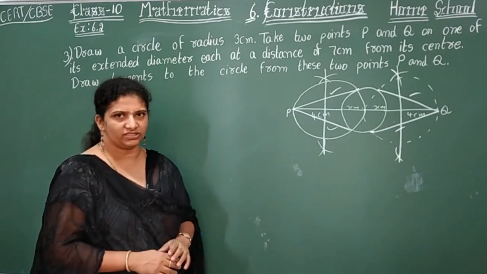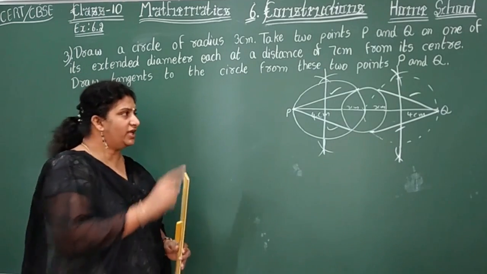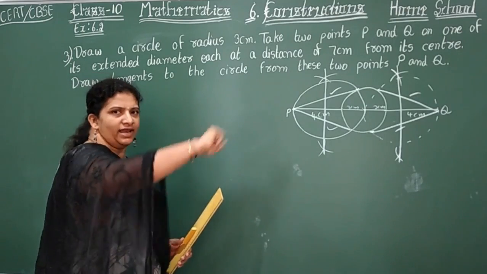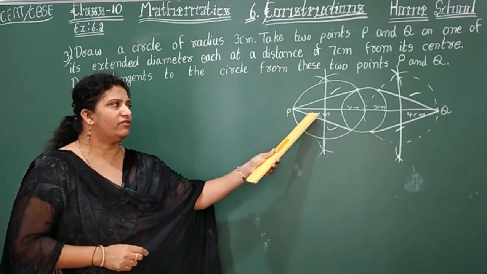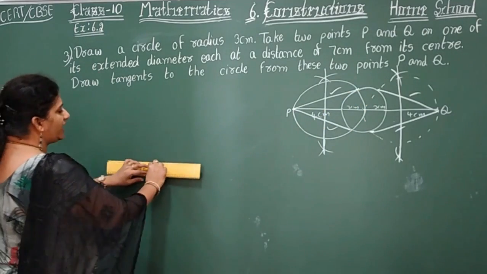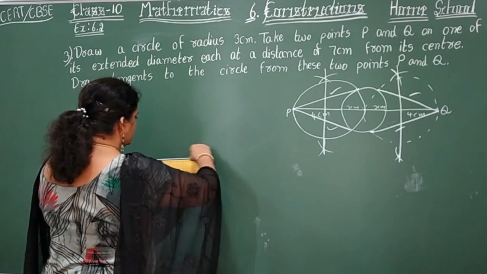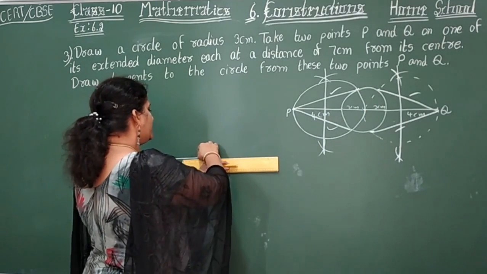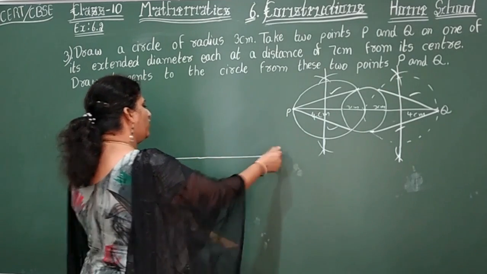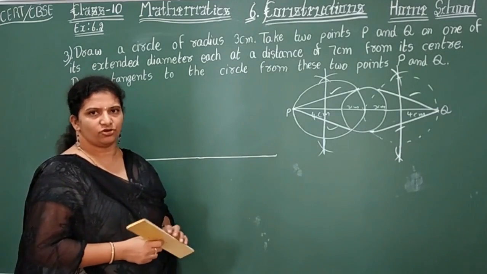Let's start the original construction. What I have said for you, when we are doing the original, instead of doing half parts, first draw a line. How much is that line? 4 plus 3 plus 3 plus 4. It will be how much? 14 centimeters. So you have to draw a line of 14 centimeters. Okay, so I have drawn a line of 14 centimeters.